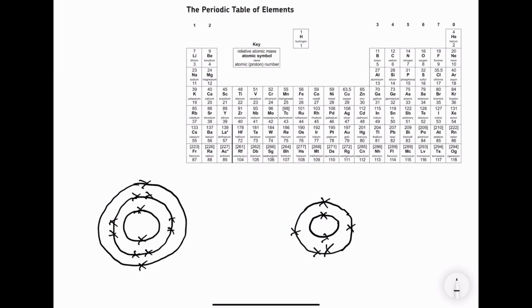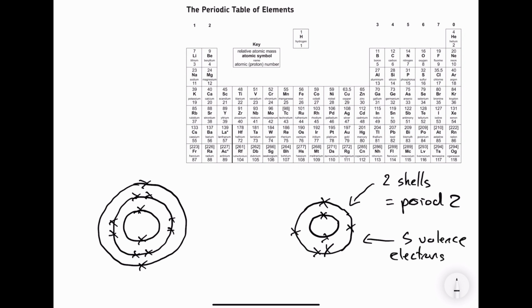Now we can also use the periodic table to identify an element from its electron configuration. So if we start with this one, we can see it has 2 shells, which means it's in period 2. And it has 5 valence electrons, which means it's in group 5. So then we find the element that's in period 2, so it's along here, and it's in group 5, so it's down here, and then we can see that this is nitrogen.